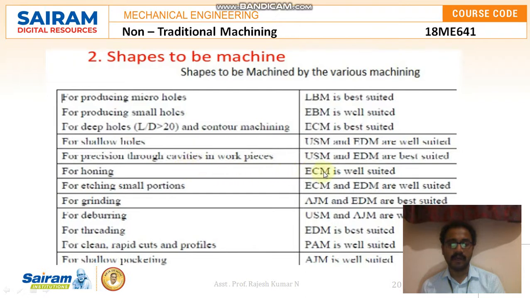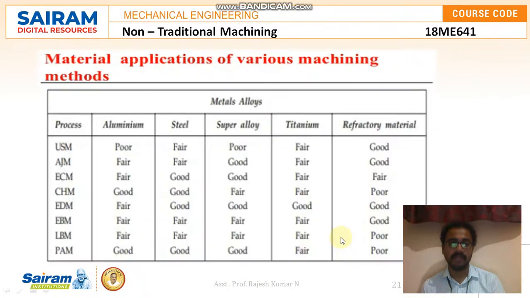And for honing, electrochemical machining. For etching small portions, ECM and EDM. For grinding, HIM and EDM. For deburring, ultrasonic machining and abrasive jet machining. For threading, EDM. For clean, rapid cuts and profiles, plasma arc machining. And for shallow pocketing, abrasive jet machining.